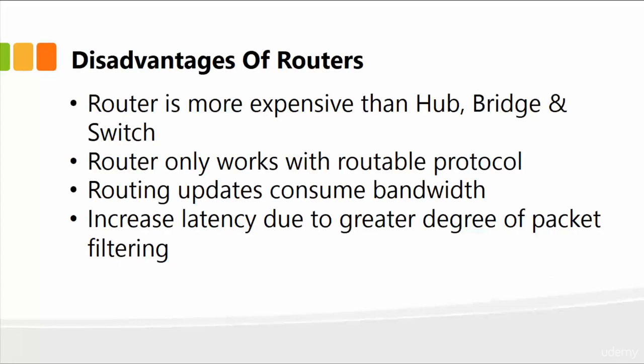Routers only work with routable protocols. So if you're using TCP/IP, for example, perfect, you can use a router. Routing updates consume bandwidth. Network traffic is going to increase because it's going to refresh the list of all the IP addresses that it contains. Also, it increases the latency due to a greater degree of packet filtering. So the more stringent your policies are on your router, for example, it's going to need to do more work and filter more packets, which obviously is going to slow down your network traffic as well.